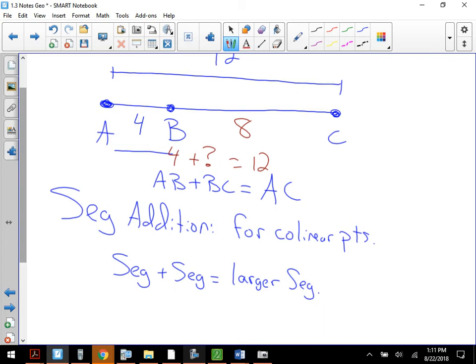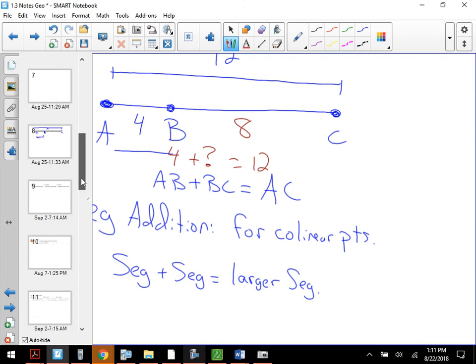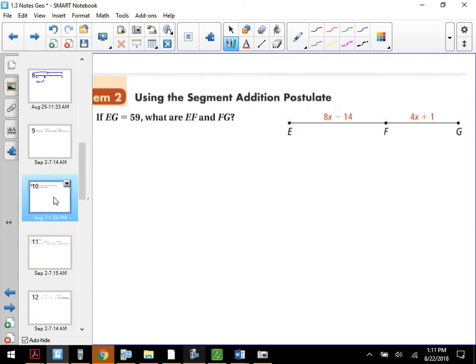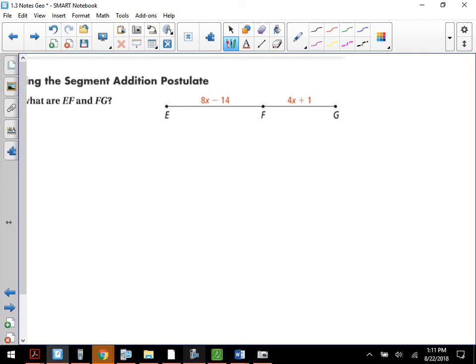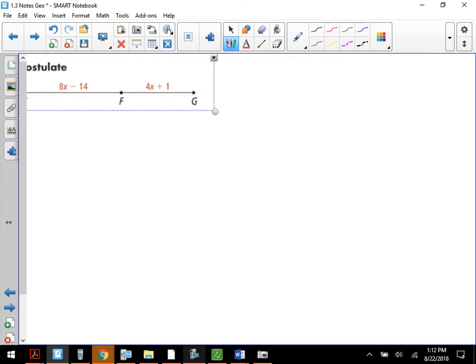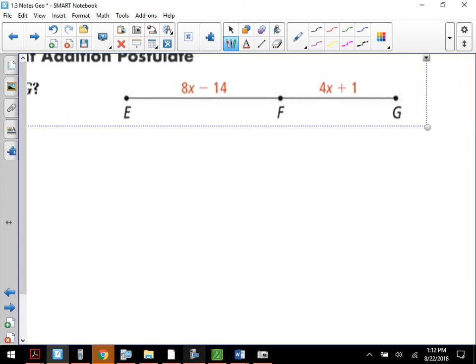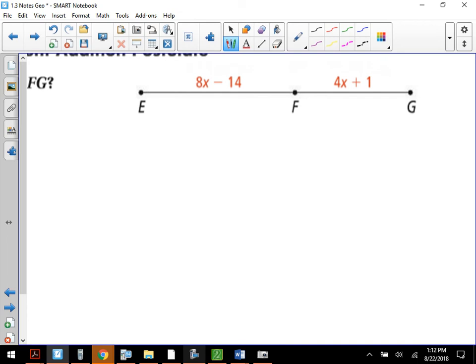Can you take the vocabulary of having collinear points to show what are called segment additions just via the diagram? Small part plus small part equals whole part. That's all it is. I'll show you another one. In this problem, they tell you that EG equals 59, and then they're going to ask you what is EF and what is FG.